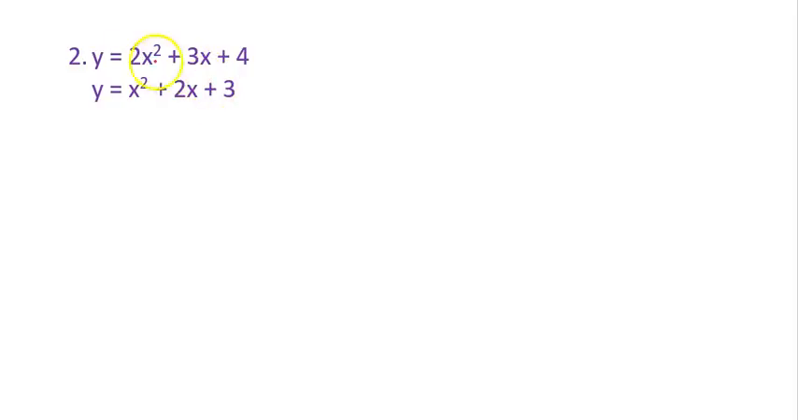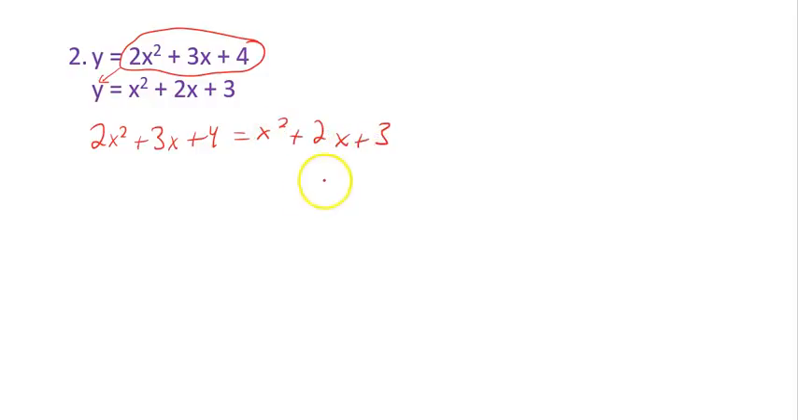Okay, in number 2, we also have two parabolas, and they're both face up, but they could actually touch or cross each other. So we're going to, again, use substitution, and this one, again, is nice because the y is already by itself. And so if y equals this, I can plug all of this into y. So I have 2x squared plus 3x plus 4 equal to x squared plus 2x plus 3.